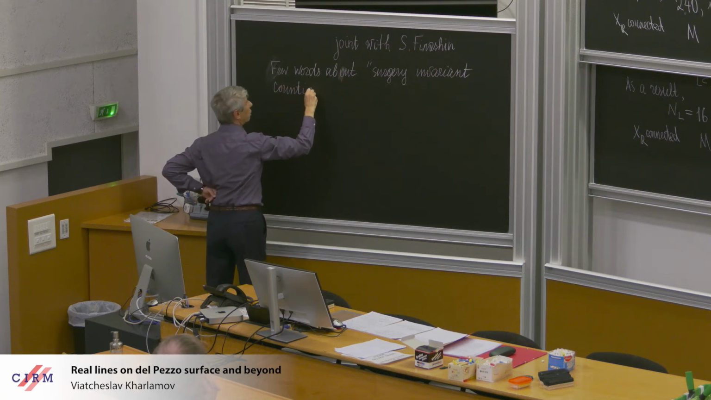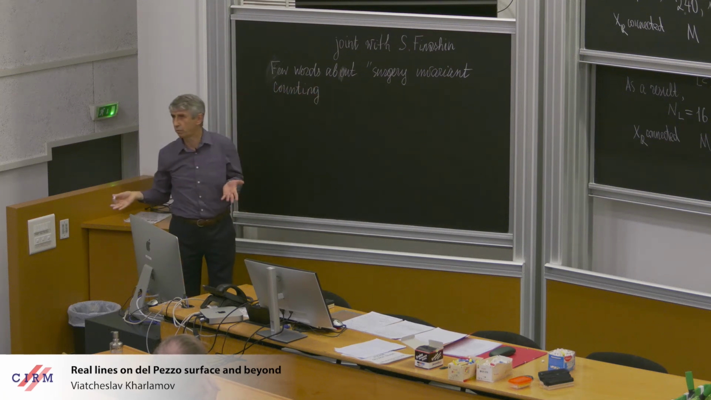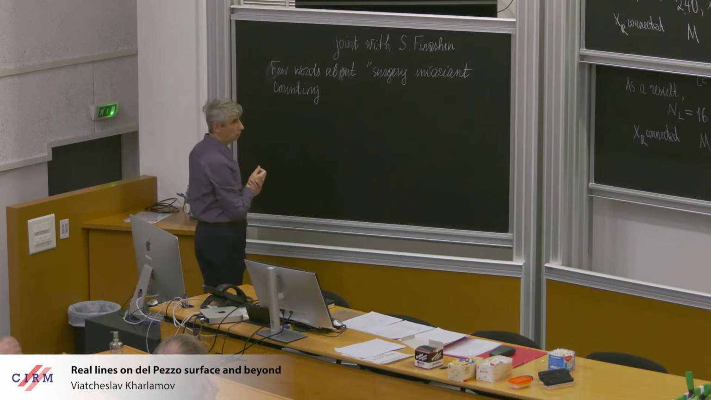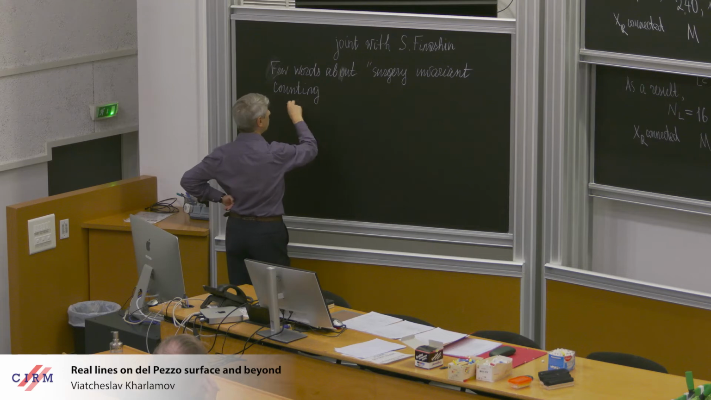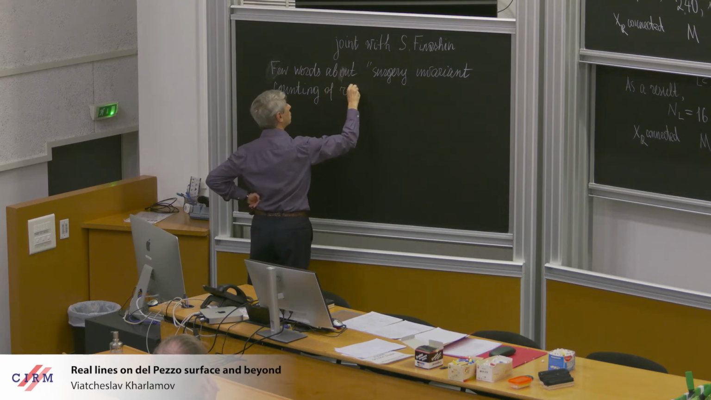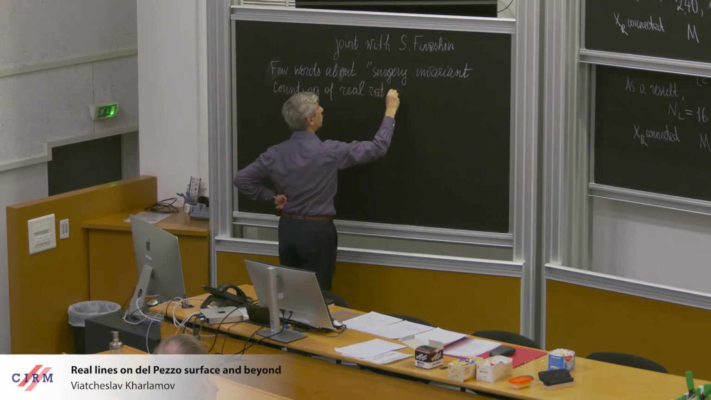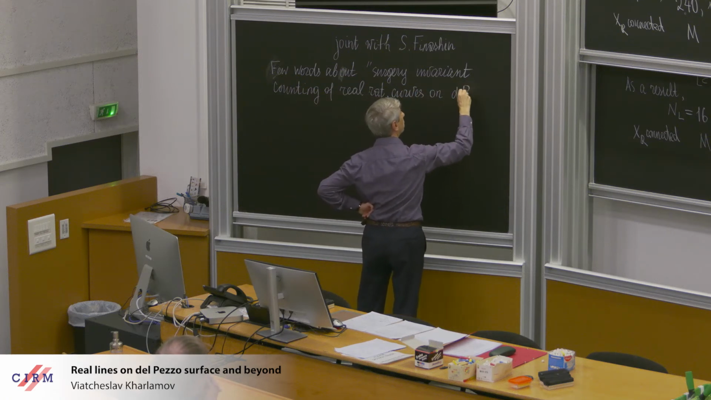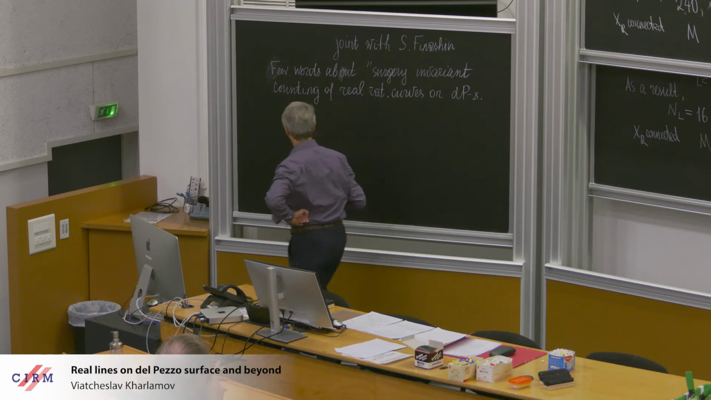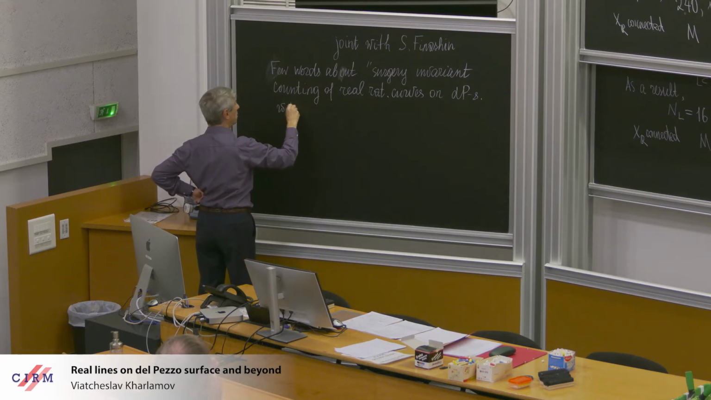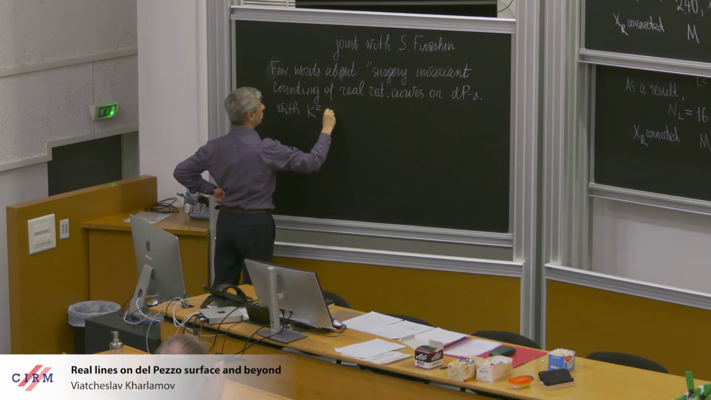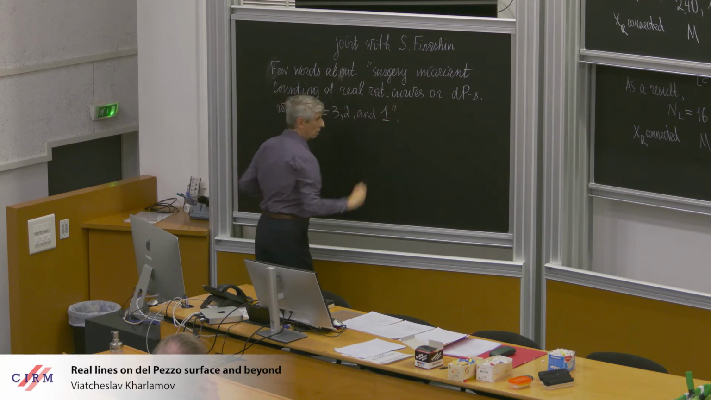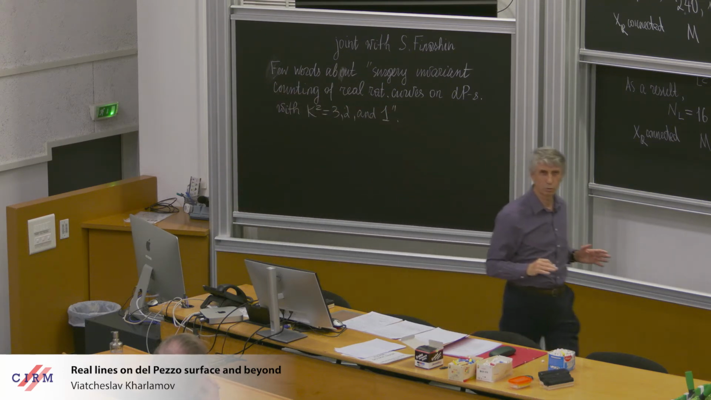So why count only lines? Why count only curves on the first level when there is an infinite number of levels? So let's try to count on all the levels. So, general counting of real rational curves on del Pezzo surfaces with K square equals 3, 2, and 1. This is what we know to do for sure.